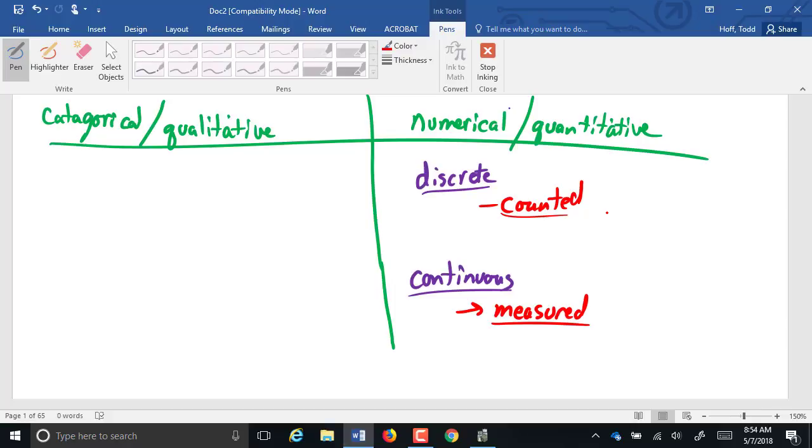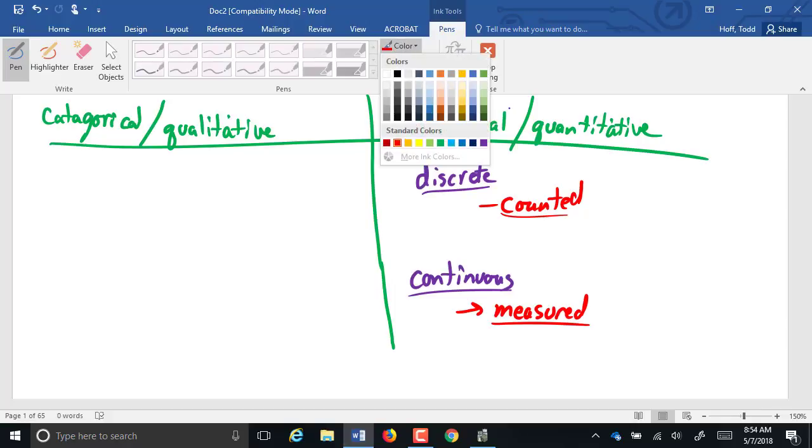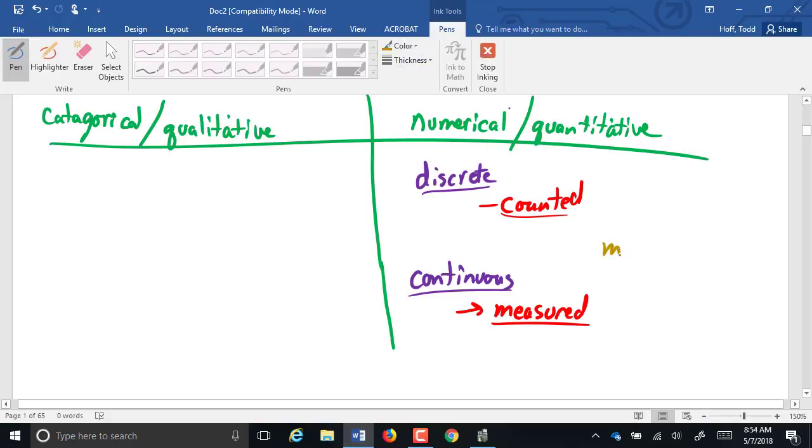That's something you measure. Now, one that always kind of falls into a gray area is money. Everybody says, well, you can calculate money down to the fraction of a penny. Yes, you can, but normally when you report it, it is common practice to report it to the nearest penny, and you can count pennies. So money comes under discrete.